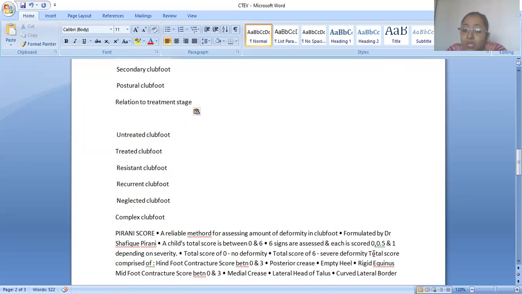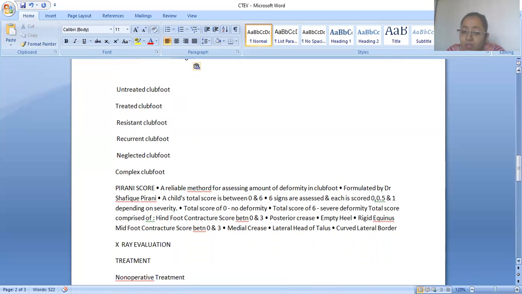So what is the total score comprised of? Hindfoot contracture score between 0 to 3: posterior crease, empty heel, rigid equinus. Midfoot contracture score between 0 to 3: medial crease, lateral head of the talus, curved lateral border. So in this way the scoring is done, and then the severity of the CTEV and the treatment will be decided on the severity score.